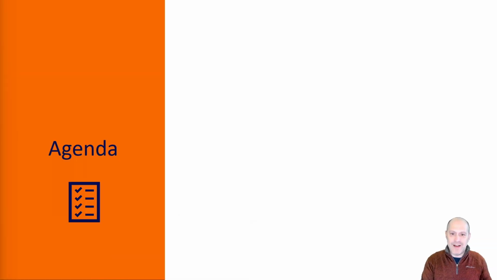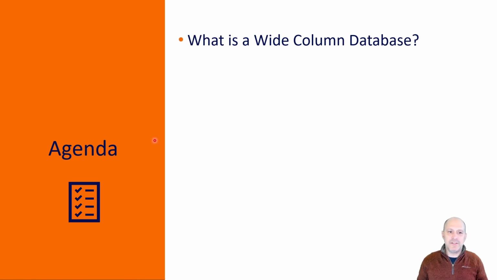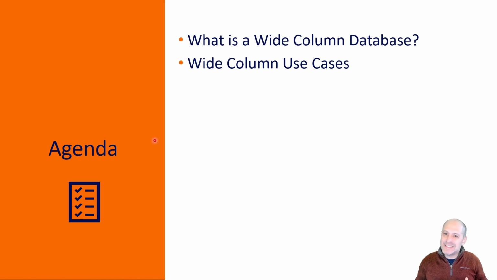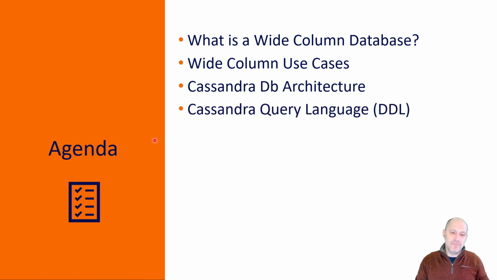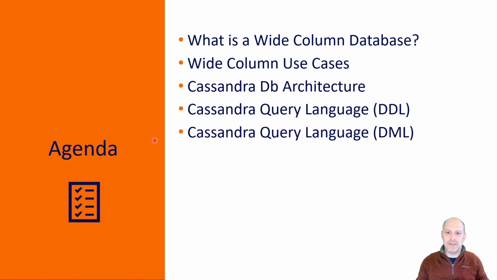All right, so let's roll down the agenda. We'll start by talking about what is a wide column database. We'll talk about the use cases of wide column. Then, as usual, like we've done with all the other databases, we'll look at the architecture of Cassandra and then how to query it. Mainly how to create tables first in Cassandra. Then we'll look at how to do CRUD, create, read, update, delete in Cassandra.